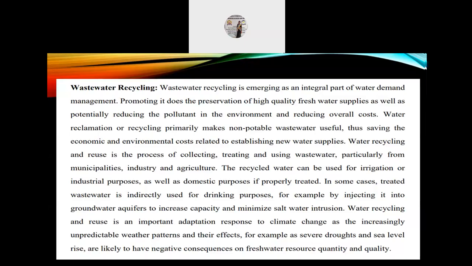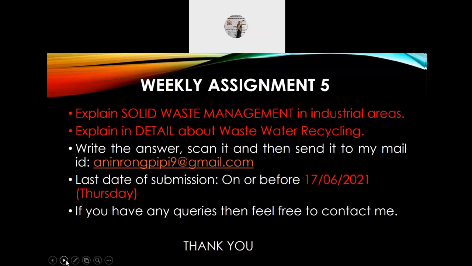So water recycling and reuse is an important adaptation response to climate change, as the increasingly unpredictable weather patterns and their effects, for example, severe droughts and sea level rise, are likely to have negative consequences on freshwater resource quantity and quality.